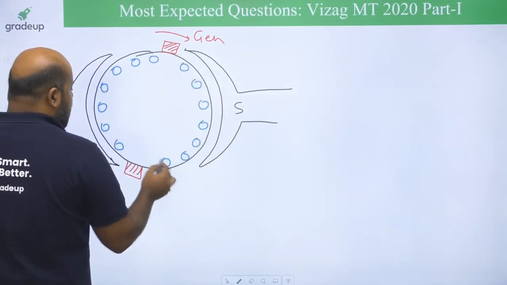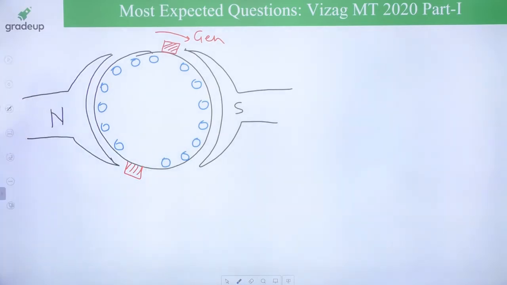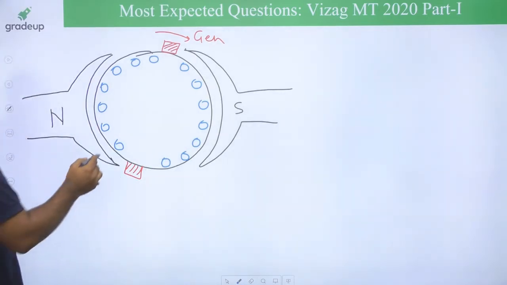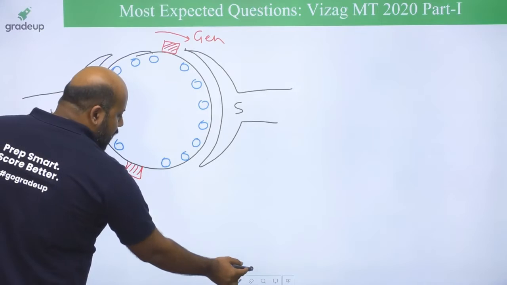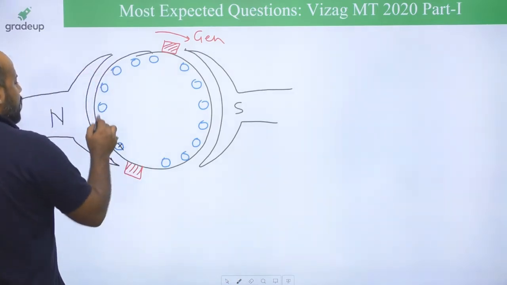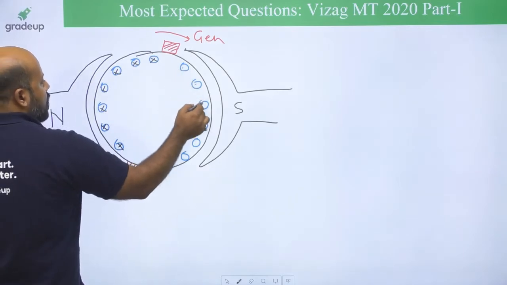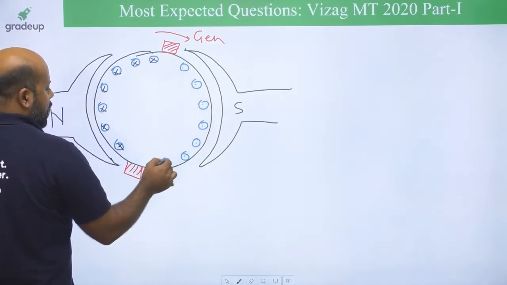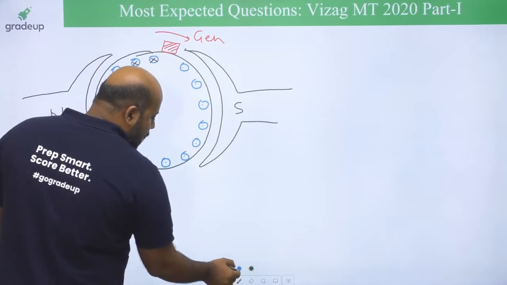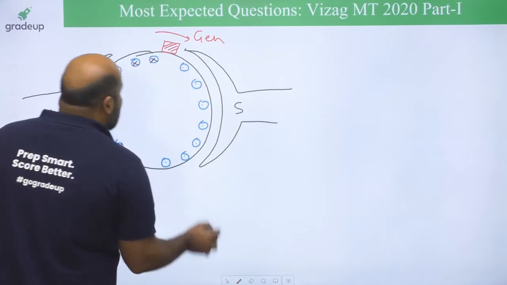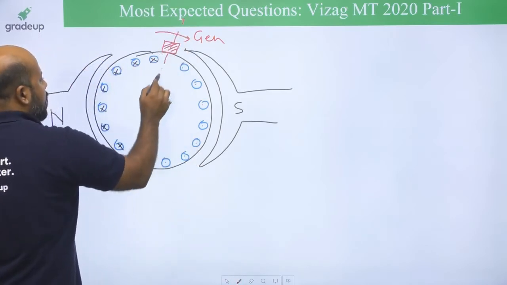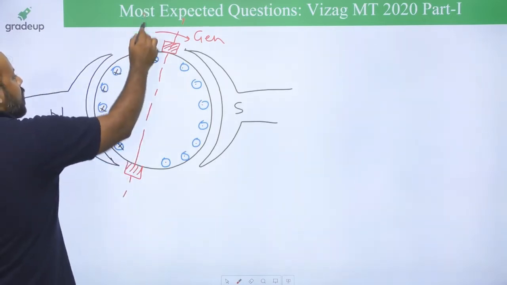If you apply Fleming's right hand rule, you will find the direction of current. Direction of current you will be getting as cross under the North Pole and dot under the South Pole. Now see what is happening. Because of this shifting of the brush, what is happening?